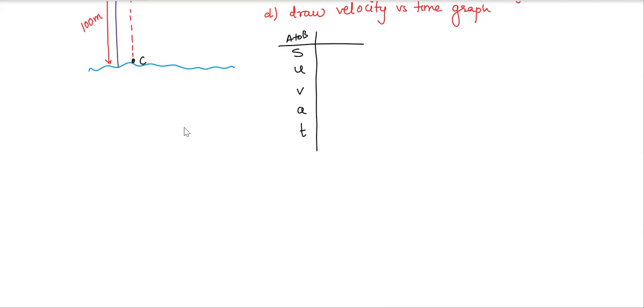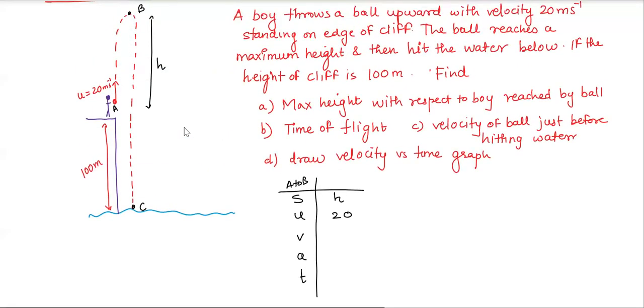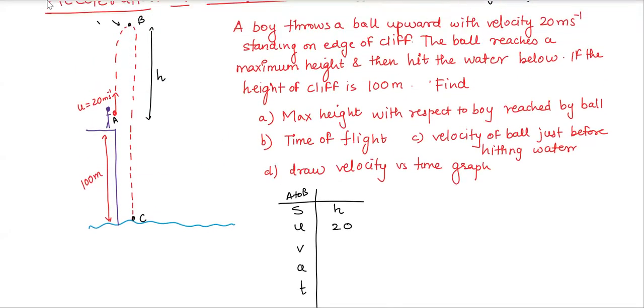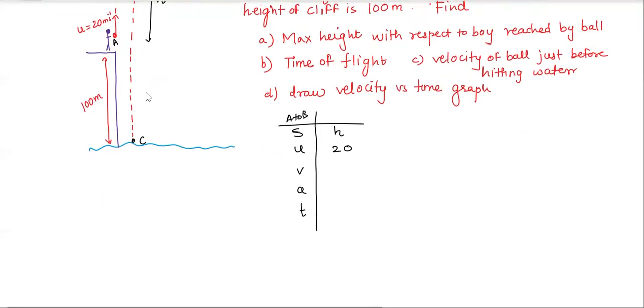So the maximum displacement is h, the initial speed is 20. The final speed would be at the top, at B. The final velocity will be 0. And the acceleration will be minus g, that is minus 9.8, or I can take it as 10 for this problem. And the time taken is something that we don't know. Okay, so let this be t.